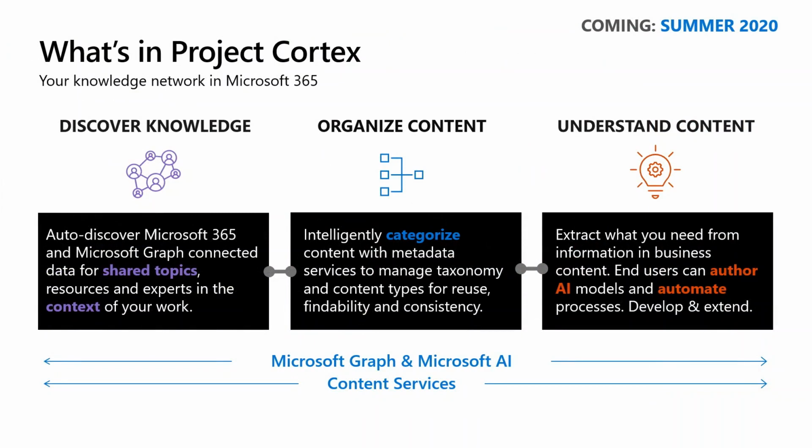Think about all the business process information that's coming in every day. How can we help you to make meaning of that and extract the metadata that you need as part of this? Of course, all of Project Cortex is based on top of the Microsoft Graph and all of the great capabilities that we have inside of AI and the content services portfolio overall. And I'm pleased to announce today that Project Cortex will be available at general availability in early summer of this year. So just a couple months to wait.